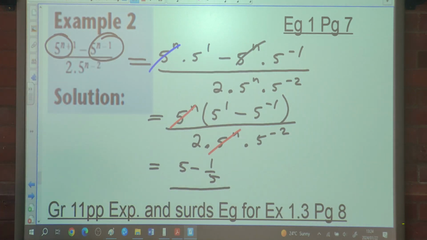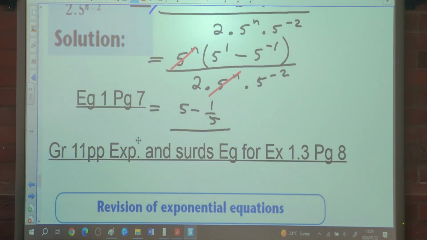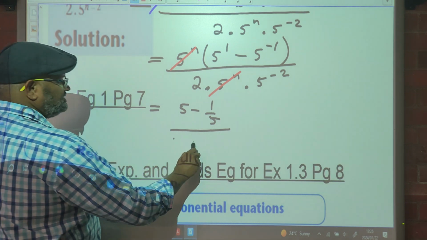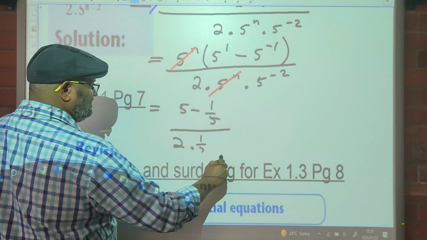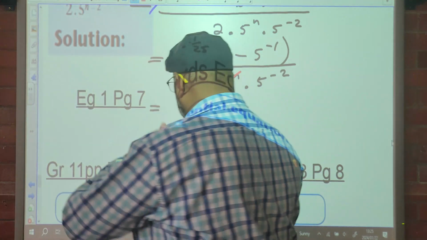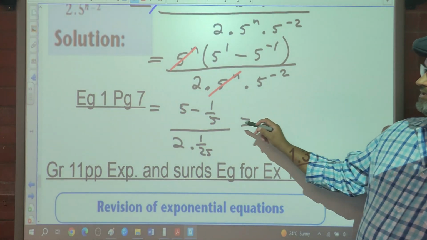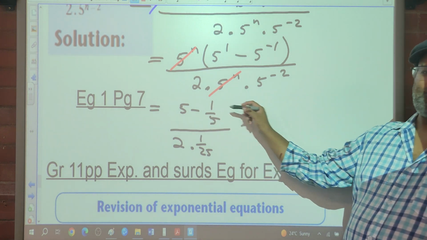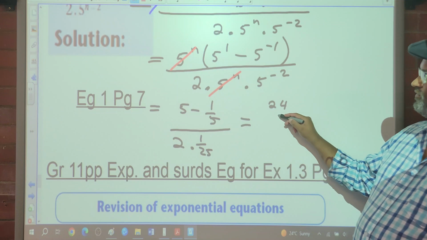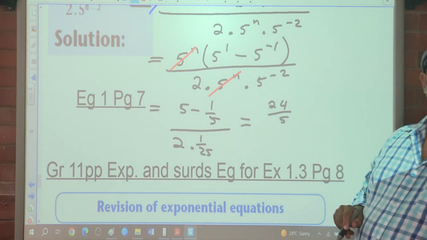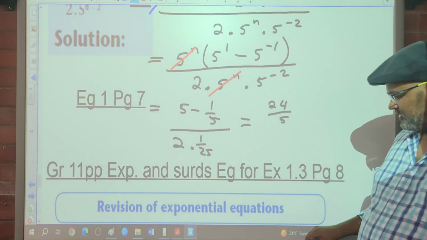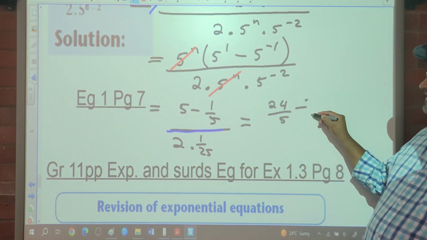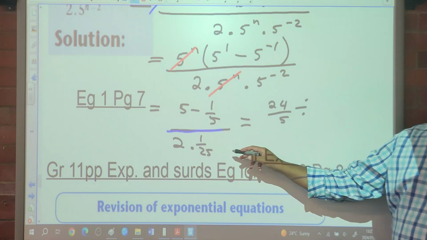over what? 2 times 1 over 25, or 1 over 5 squared. Not so. Now what is 5 minus 1 over 5? This is going to be 25 minus 1 is 24. So it's 24 over 5. Not so. What does this line mean? Divided. So that's divided by 2 over 25. Not so.